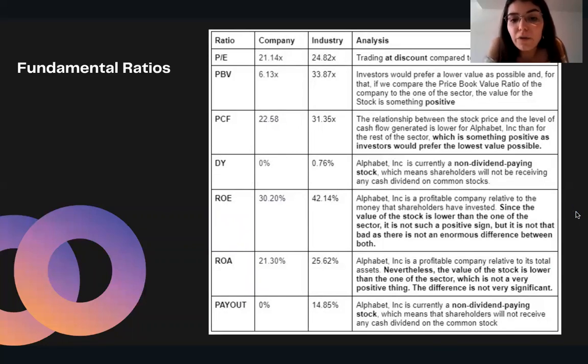And in regards to the ROI, it's a positive sign, but not as positive, though it's not as bad as it could be because it's not a very significant difference. And in regards to the ROA, the value of the stock is lower than the one of the sector, which is not a positive thing, but as with the ROI, as the difference is not very significant, it's not that bad.